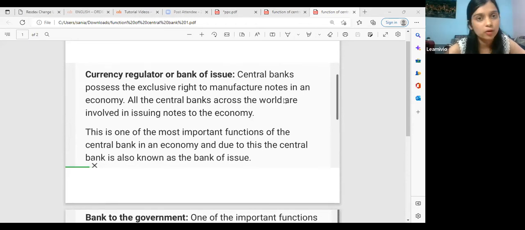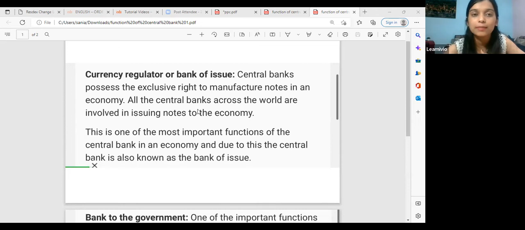All the central banks across the world, no matter which country you belong to, all the countries have their own central bank. They have the authority and they are involved in issuing notes to the economy. So in a whole economy, who is issuing notes? Who is supplying notes? Basically, central bank is doing that. This is one of the most important functions of central bank in an economy. And due to this, central bank is also known as bank of issue. Why? Because it is the only one who is issuing the currency. So that's why bank of issue is the other name given to central bank.